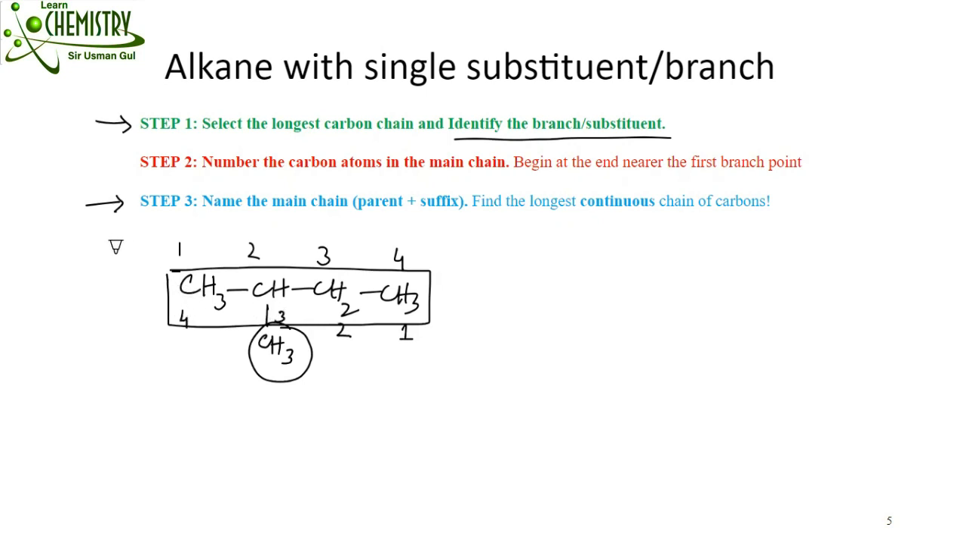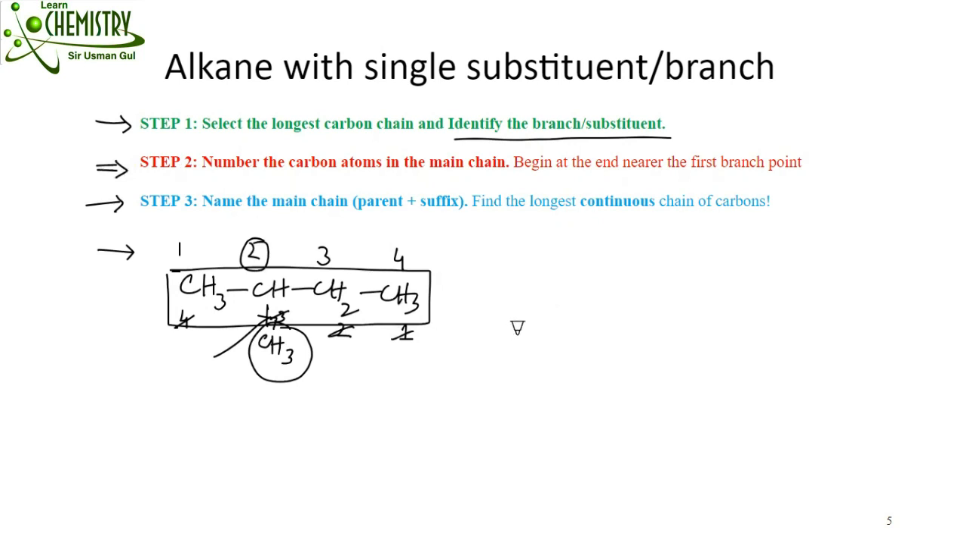Okay, in my first numbering, the branch is attached to the second number carbon. But when I start numbering from the right hand side, the branch is connected with the third number carbon. So according to the rule, I will select the numbering from where the branch is near. So I will select the numbering from the left hand side. So this numbering is not correct. So now by this I am able to undergo this step number 2.